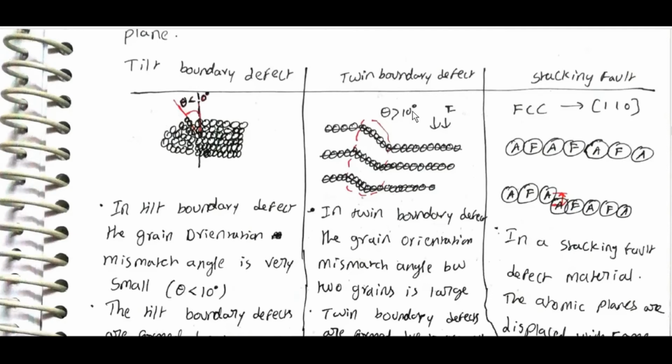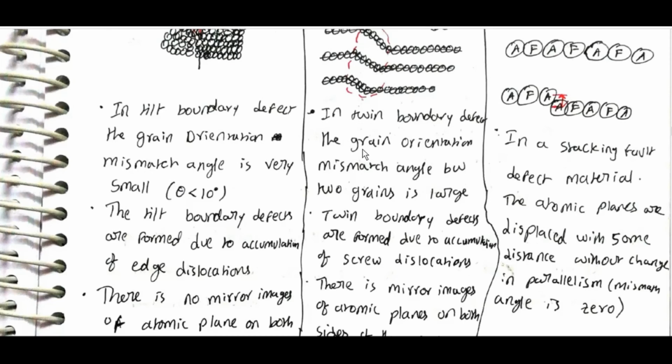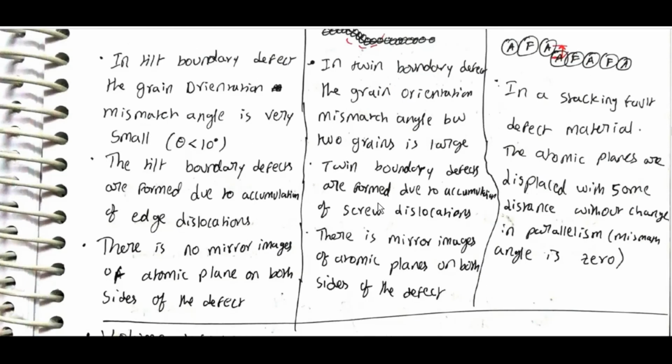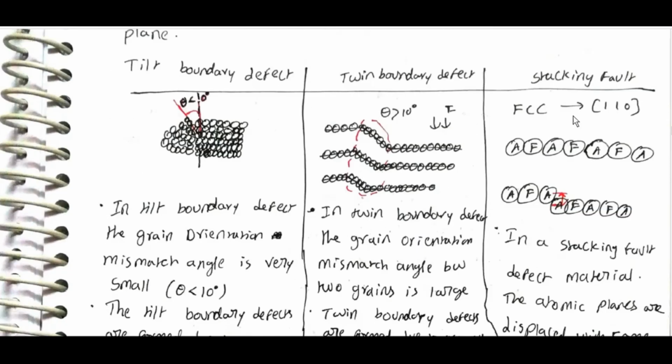Twin boundary defect, theta greater than 10 degrees, like this, it will be like this. In a twin boundary defect, the grain orientation mismatch angle between two grains is large. Twin boundary defects are formed due to accumulation of screw dislocations. There is a mirror image of atomic planes on both sides of the defect. Stacking fault, FCC 110.